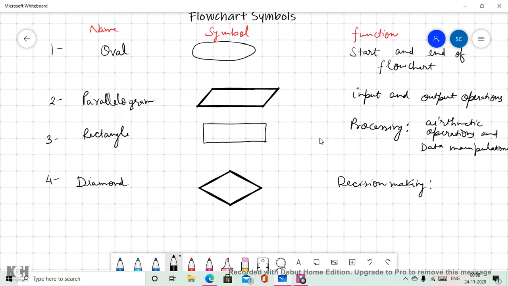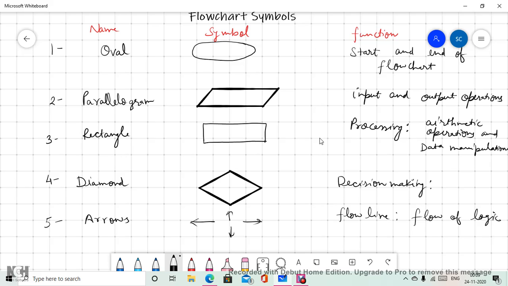the next category of symbol is arrows. So arrows can be in any direction, upward direction, like this, like this. These are known as flow lines, right? So the meaning of a flow line is that it indicates the flow of logic by connecting the symbols, that is, in which direction the flow is going. Okay, so it represents the flow of logic.